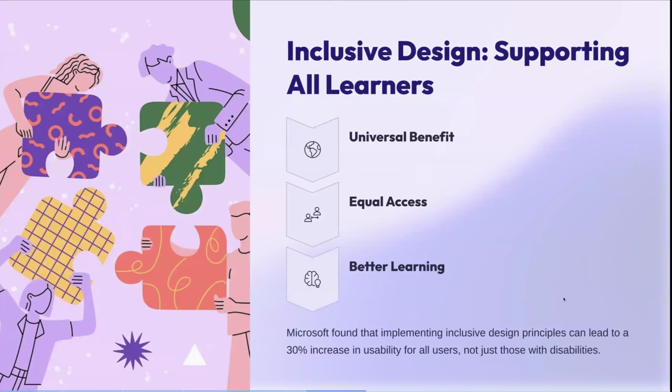Inclusive design supporting all learners. This slide makes an important point. Inclusive design benefits all learners, not just those with disabilities. It highlights 3 outcomes: universal benefit, equal access, and better learning. Microsoft found a 30% increase in usability for all users when inclusive design principles were applied. Accessible slides aren't just helpful, they're transformative.